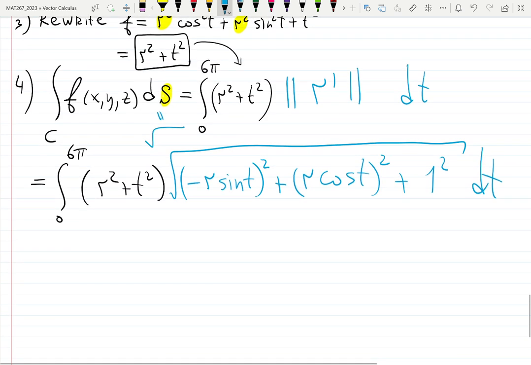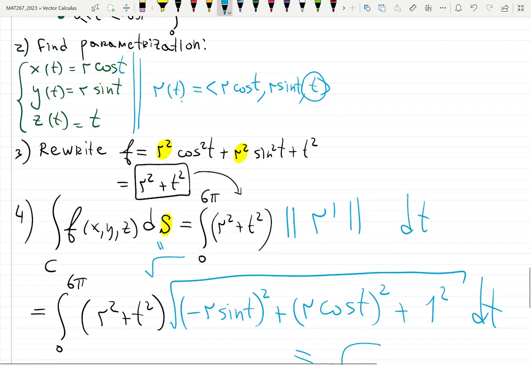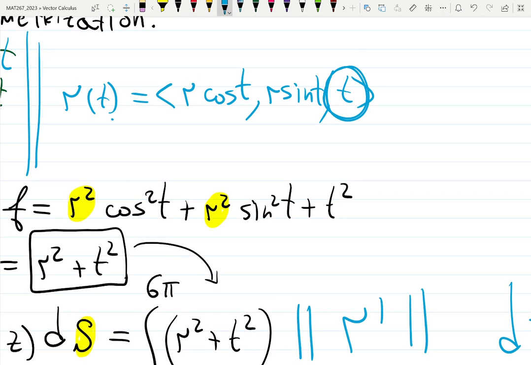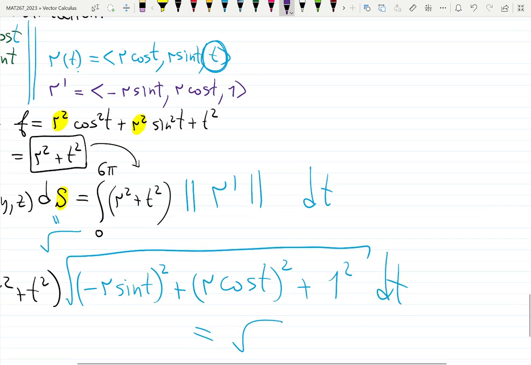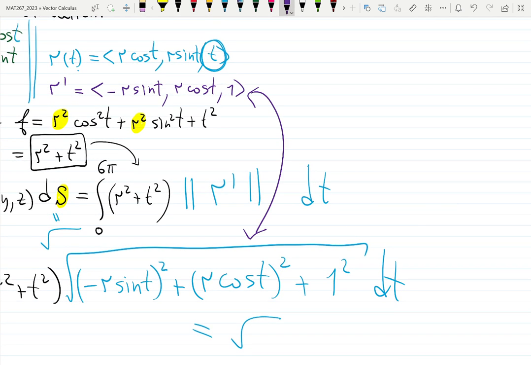So what does the square root actually give you? If you simplify, r squared sine squared plus r squared cosine squared gives you r squared, right? Where did the 1 squared come from? Oh, derivative of this t. So if you want, let me write down. R prime is minus r sine t, r cosine t, and 1. And that's what we're plugging here. I usually don't write extra notes. I just differentiate right away because I'm finding a magnitude of the derivative. Derivative squared plus derivative squared plus derivative squared.